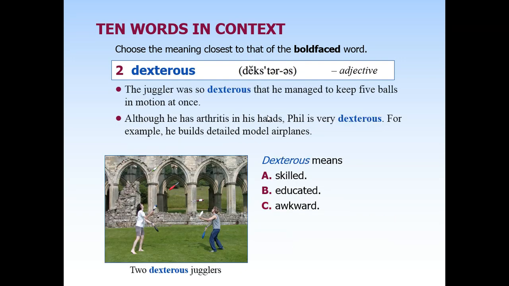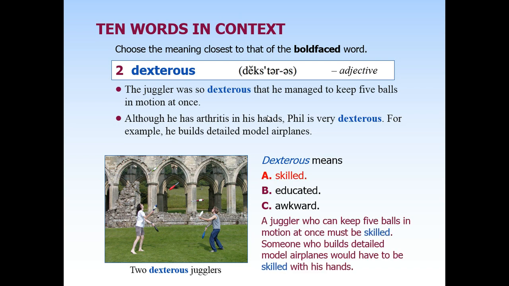Number 2, dexterous. The juggler was so dexterous that he managed to keep 5 balls in motion at once. With juggling 5 balls at once, are they skilled, educated, or awkward? The correct answer is skilled.